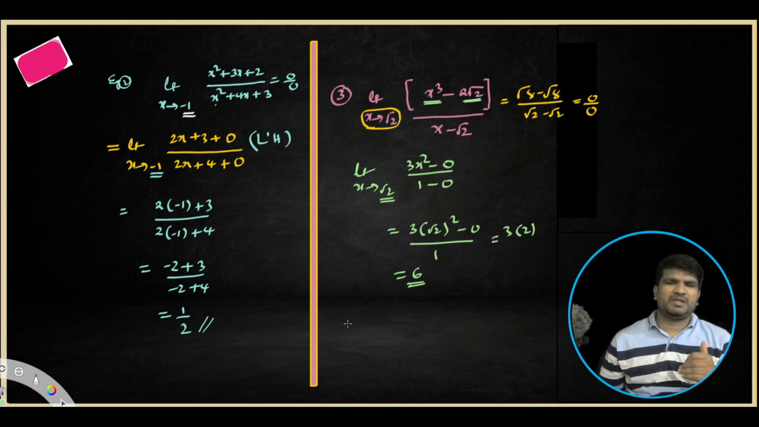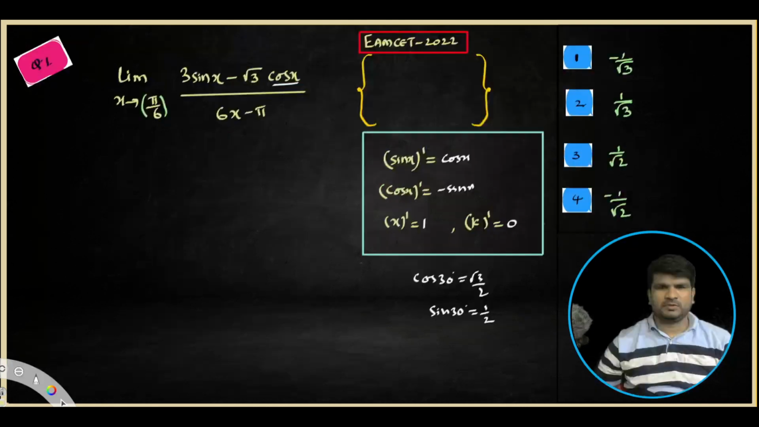Like this we have to use L'Hospital rule. Whenever you apply the limit to f of x by g of x and get 0 by 0 or infinity by infinity, we have to use L'Hospital rule. Okay. Now let's discuss a few PYQs.